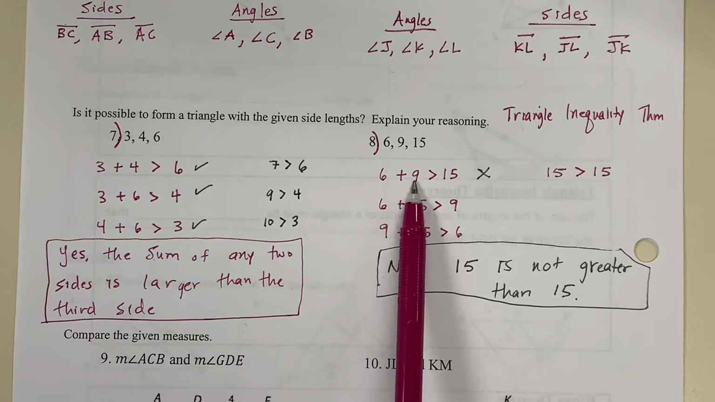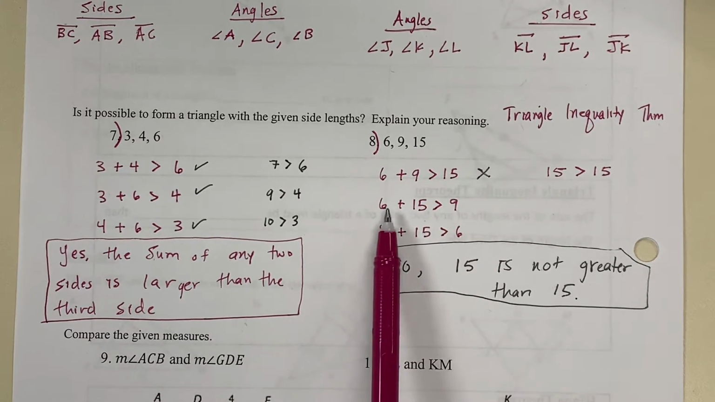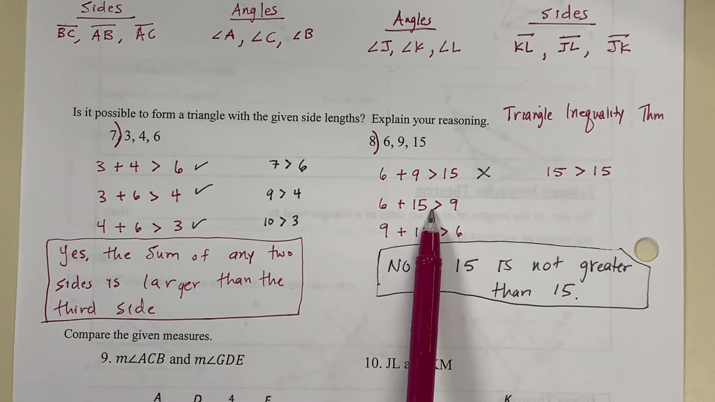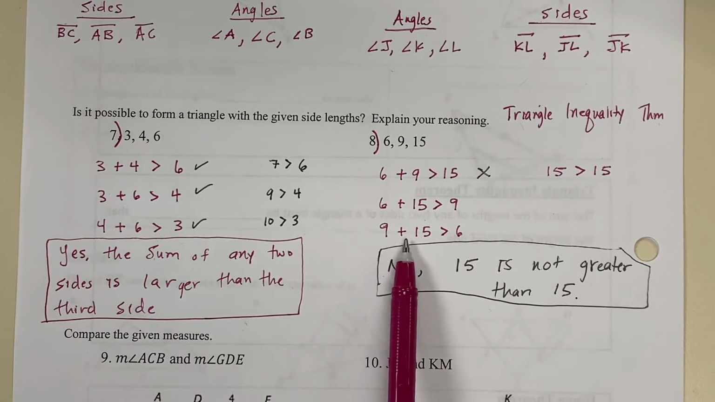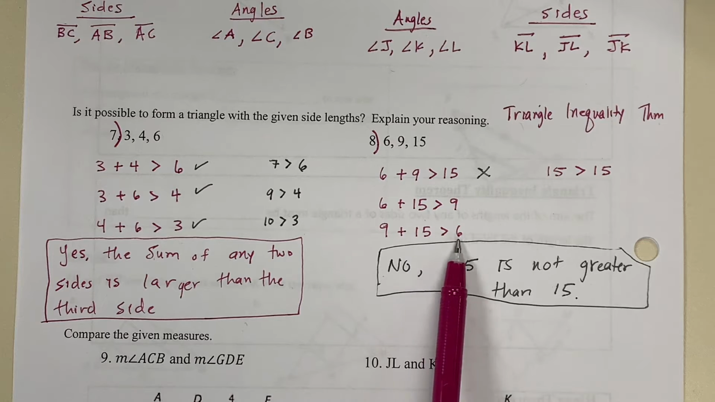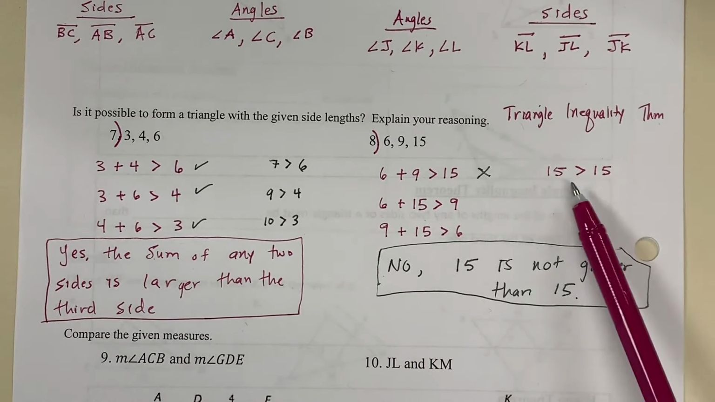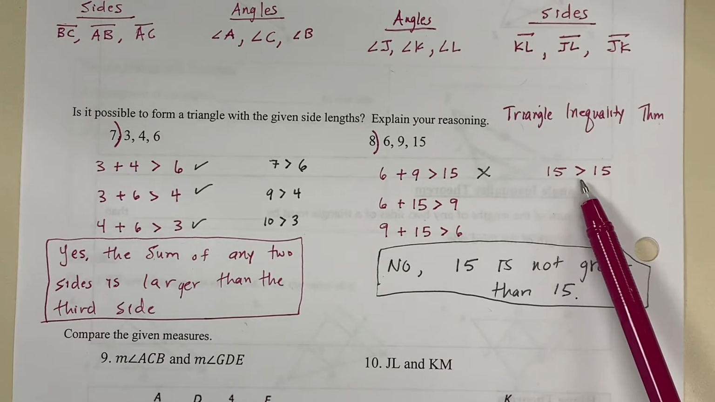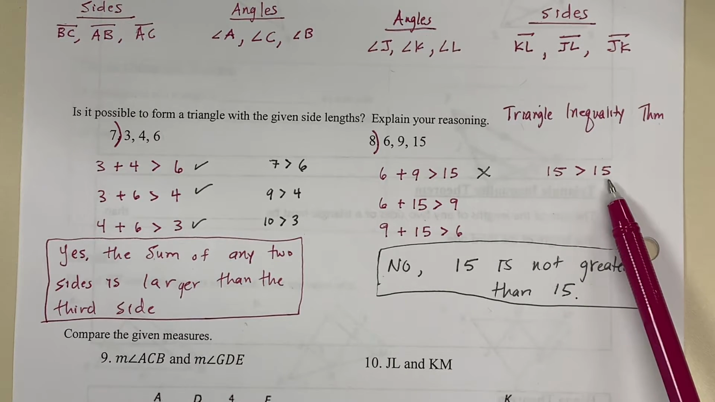So 6 plus 9 has to be greater than 15. 6 plus 15 has to be greater than 9. And 9 plus 15 has to be greater than 6. Okay. Now in the first inequality, 6 plus 9 is 15. 15 is not greater than 15.